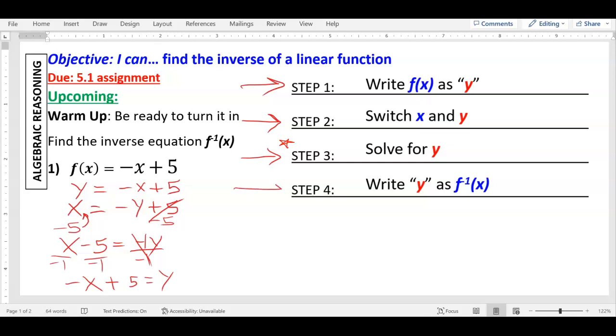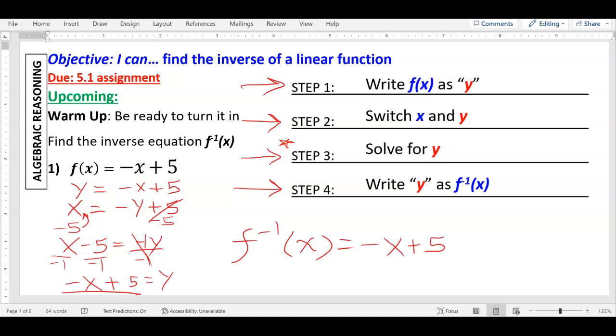Step 4, you want to make sure you write it as an inverse function. So here's my final form. F inverse of x equals this part, negative x plus 5. If you look at your inverse and the original, they should look pretty opposite, okay, when you do it.